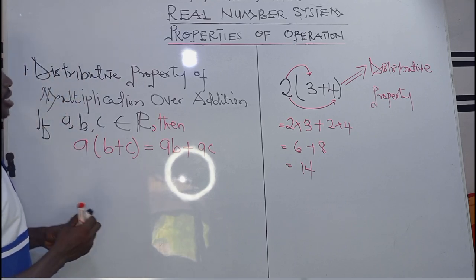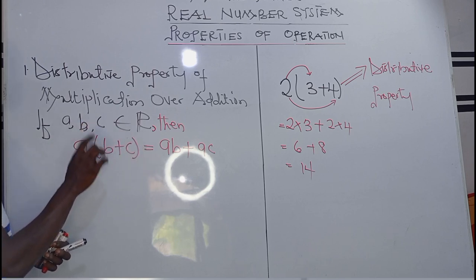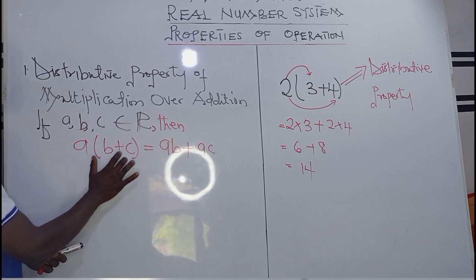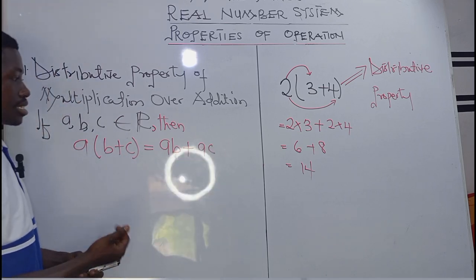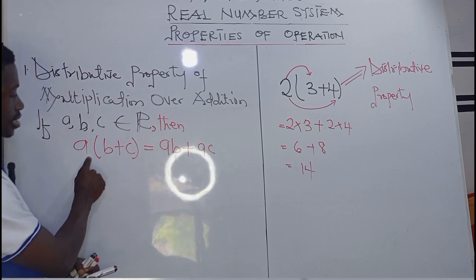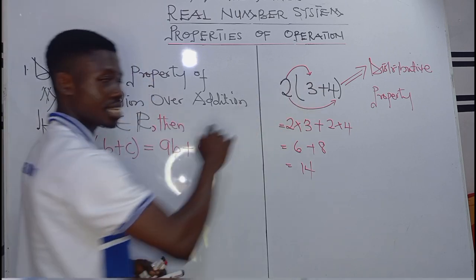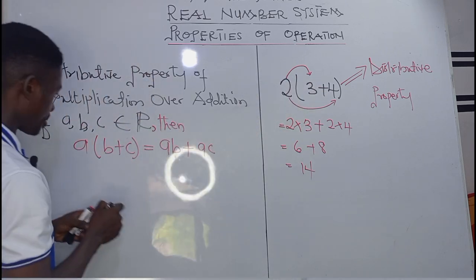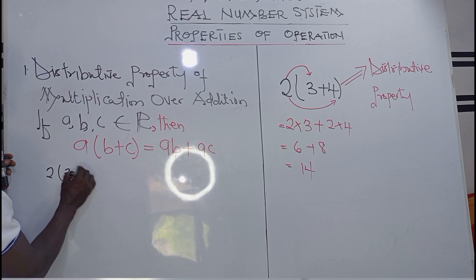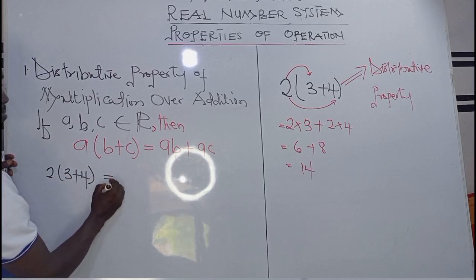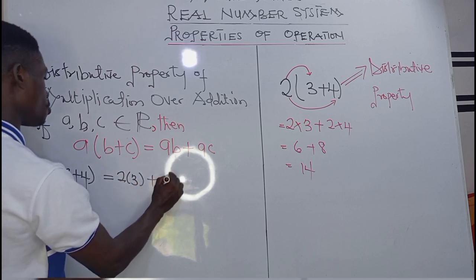Now this is the property. It says that if we are to take 3 numbers from the set of real numbers, then A open bracket B plus C is the same as A multiplying B plus what? A multiplying C. That is, we are going to use what? The number outside the bracket to multiply the individual terms within the bracket. That gives us this. So an example is, from that angle, we can say that 2 and then 3 plus what? 4 is the same as what? 2 times 3 plus 2 times what?